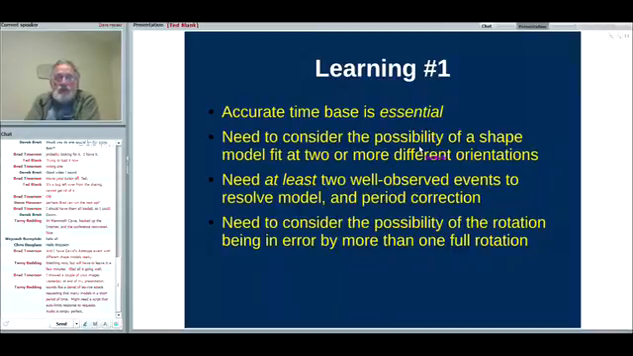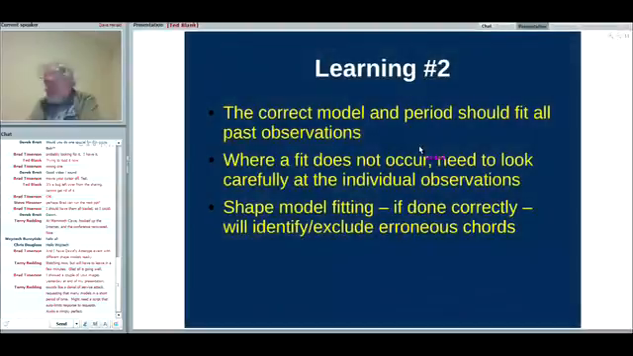Second thing is we need to consider the possibility of a shape model fit at 2 or more different orientations. We showed you examples there. As far as I can see, we need to have at least 2 well-observed events to resolve the model and the period correction. And we need to consider in all of this the possibility of the rotation being in error by more than 1 full rotation when we're doing this fitting. Next slide, which is the next but last.